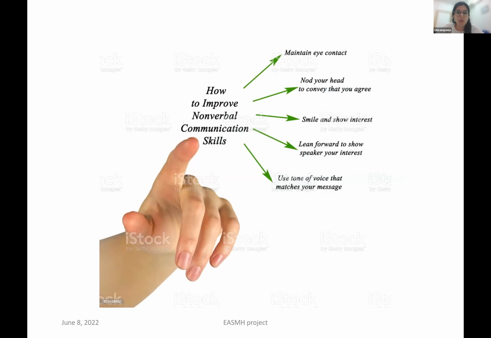And finally, we concluded our last session on how to improve our non-verbal communication skills, and we discussed the importance, for example, of keeping eye contact, nodding our head while we are conveying a message to say to someone else that we agree with them, trying to smile, and also using a tone of voice that is coherent with the content of the main message that we are trying to communicate to the other people.